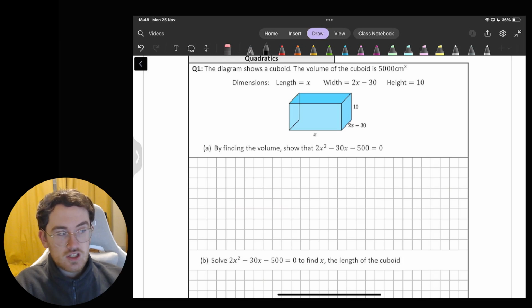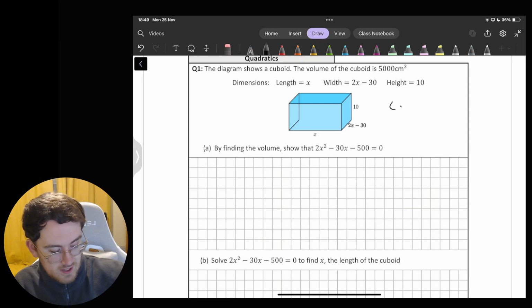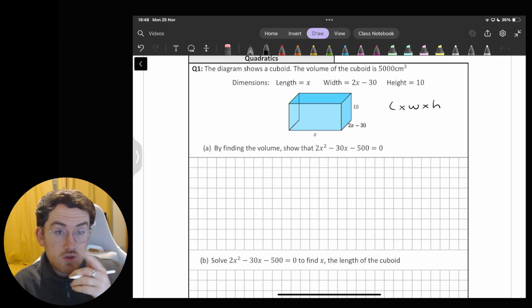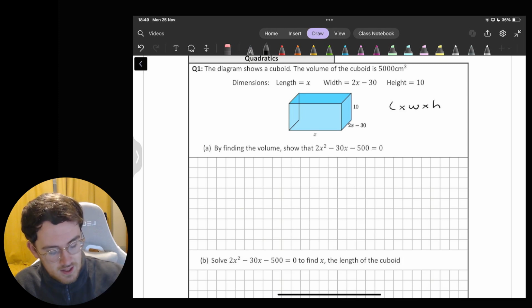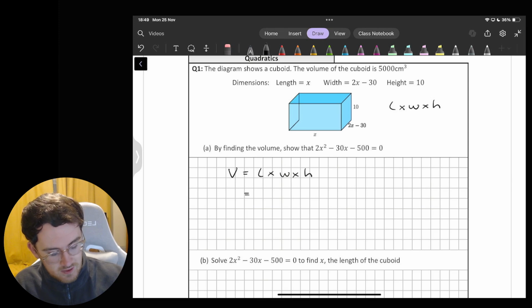So looking at the first question that we have here, we're looking at a cuboid box. The volume of the cuboid is given to us. To find the volume of a cuboid, because we mightn't have looked at that yet, but you should maybe remember or have met before, volume of a cuboid is length by width by height, we multiply the three dimensions. Looking at the question, length is x, width is given as 2x minus 30, and height is 10. So my formula is that volume is length times width times height. Filling in each of those, x is my length, 2x minus 30 is my width, and my height is 10.